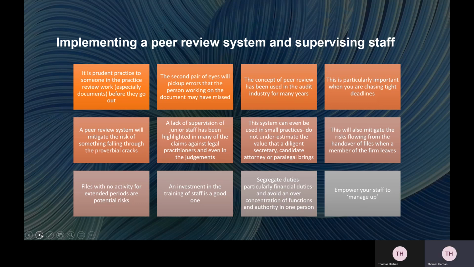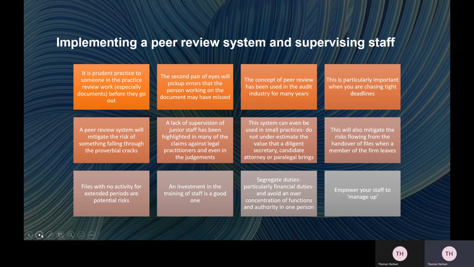And empower your staff to manage up, which means that your staff should be empowered to be able to guide you as the manager, as the head of the firm, on where they think that there are improvements that need to be made on possible risk areas and the like.